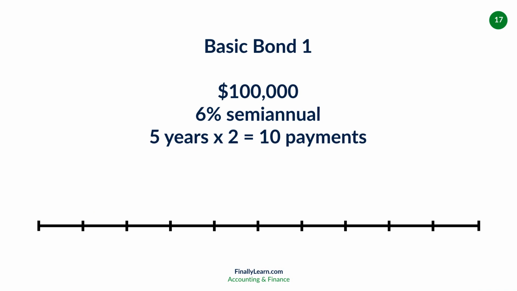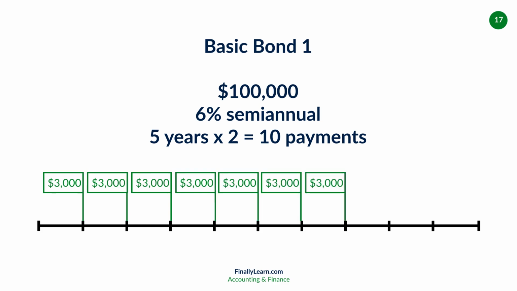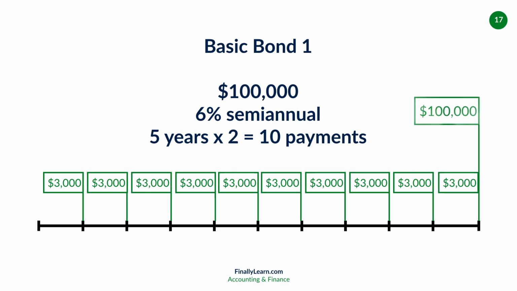The $100,000 is paid at the end. The 6% times $100,000 is going to be $6,000 every year, divided by 2 since it's semi-annual. So if you buy the bond, you're going to receive a $3,000 payment, 1, 2, 3, 4, all the way through 10. And don't forget, at the very end, you'll receive $100,000. There it is. So you're going to receive 10 payments of $3,000 each. And then finally, at the end of 5 years, at the end of 10 payments, you'll receive a $100,000 payment.